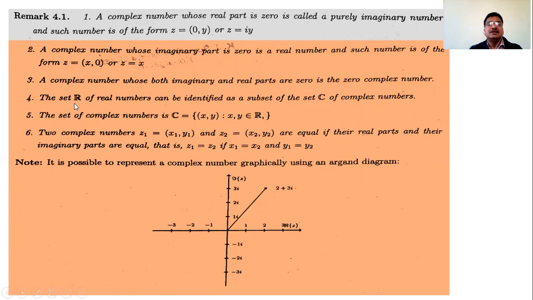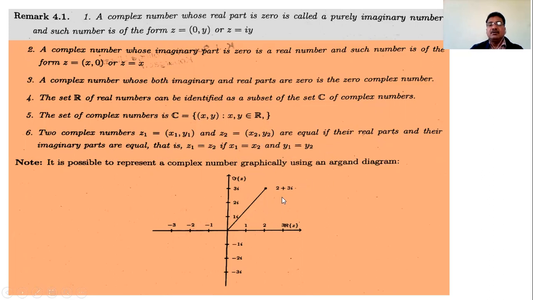A set of real numbers can be identified as a subset of C. Obviously, R is a subset of C. All real numbers are complex numbers. And the set of complex numbers is denoted by this notation, either this notation or x plus yi or x plus iy. Two complex numbers are equal if their real parts are the same and imaginary parts are the same. So z1 is equal to z2 if x1 is equal to x2, that is, real parts are the same, and imaginary y1 is equal to y2.